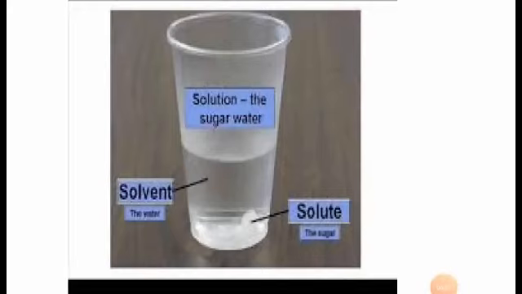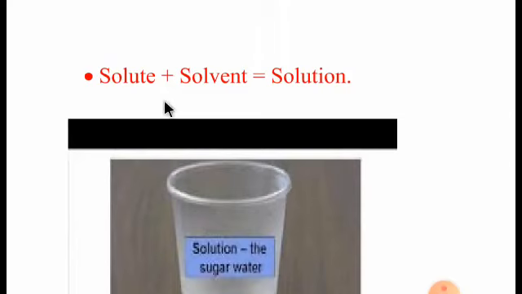The best example for solution is water plus sugar. Sugar is a solute here, water is a solvent here. I have shown the picture of a sugar solution. I have added sugar to the water. The sugar is a solute which dissolves in the solvent water. So, solute plus solvent will give you the solution.